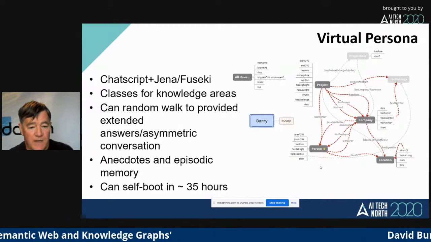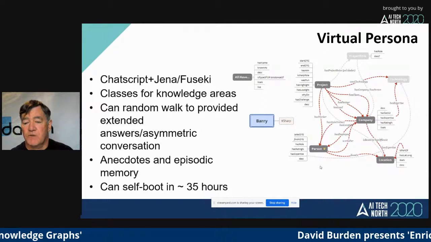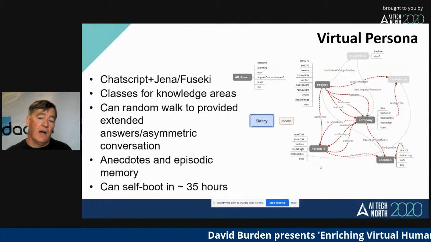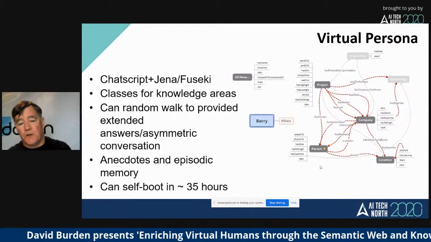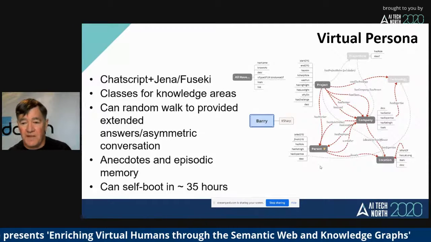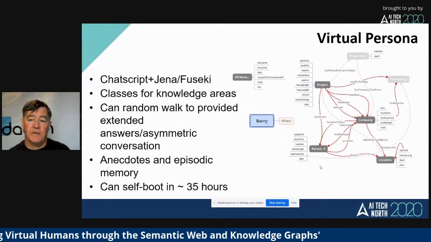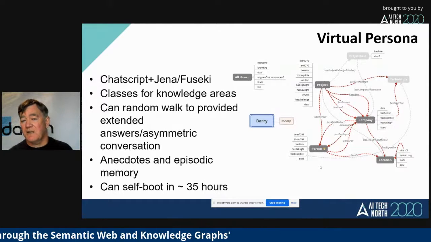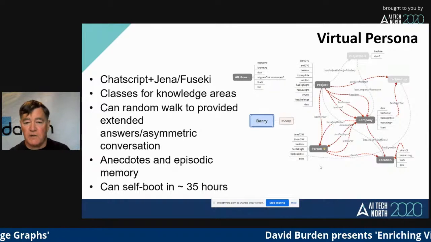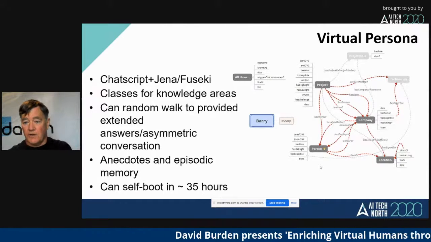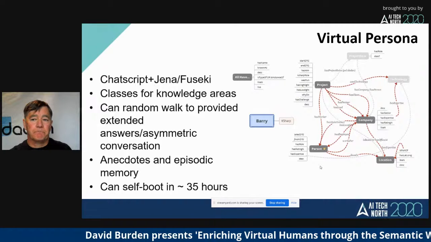We also embedded it with anecdotes and episodic memory, so it could switch into a more narrative style. But the most interesting thing was by the end of the project, we actually built the bot so that you could sit down with an empty bot, and in about 35 hours of talking to the bot, you could begin to get a bot that had some semblance of the knowledge and the information that you have developed over your own life and your own career.